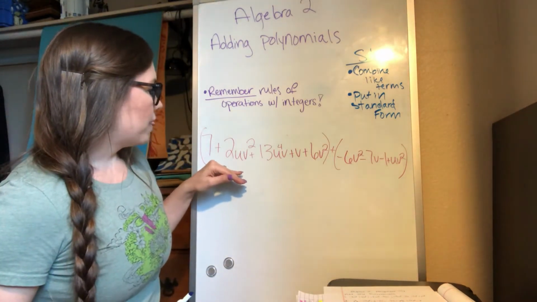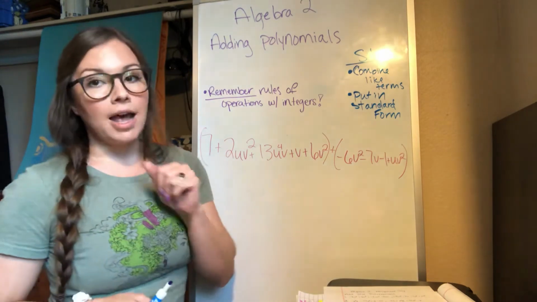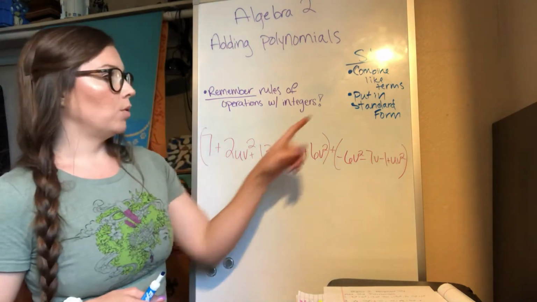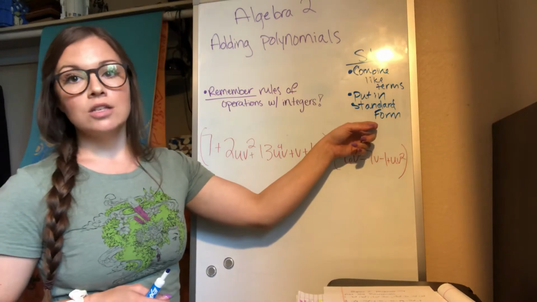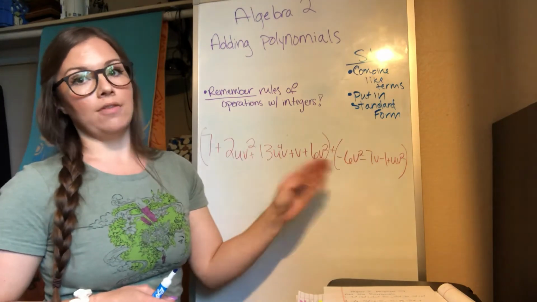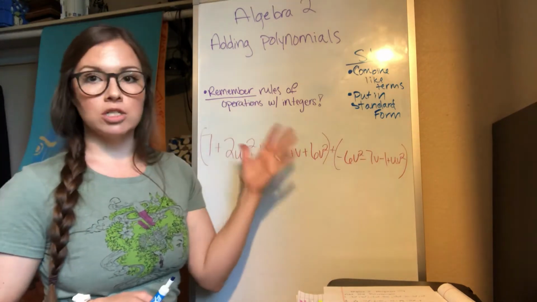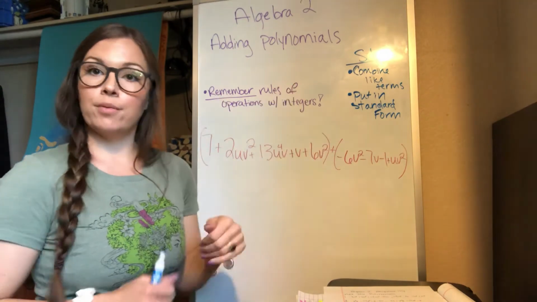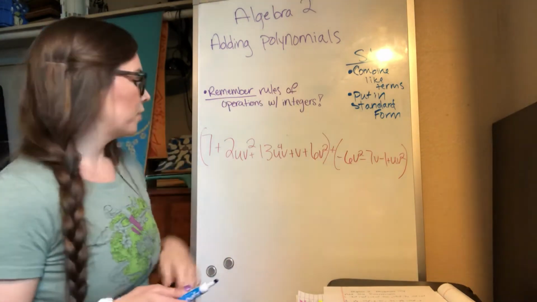So we're going to start with the term that has the highest power, because we want to write it in standard form at the end. So instead of having to rewrite it after we do all the math, we'll just start with the highest term and go down, and then it will be already in standard form for us.